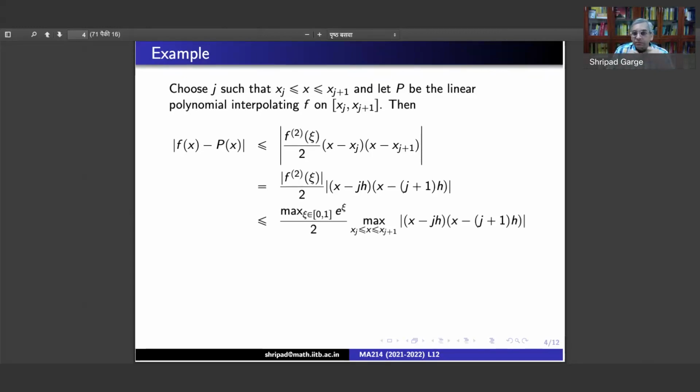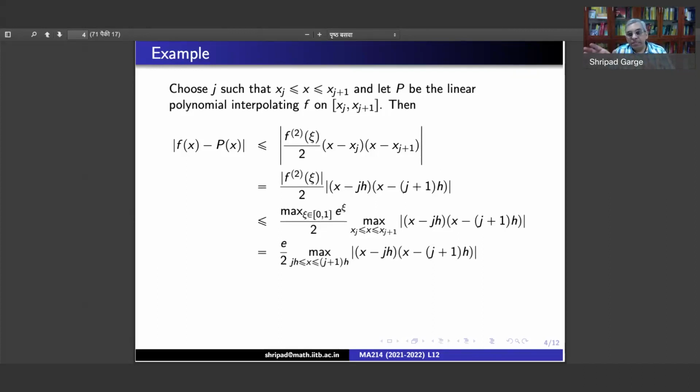You are looking at the function f(x) equal to e power x, so the second derivative is going to be e power xi. Therefore the maximum of the second derivative is going to be less than or equal to the maximum taken over the whole interval. So that's less than or equal to the maximum of the exponential function over the whole interval, which is just e. So that part is computed now, that is e by 2.